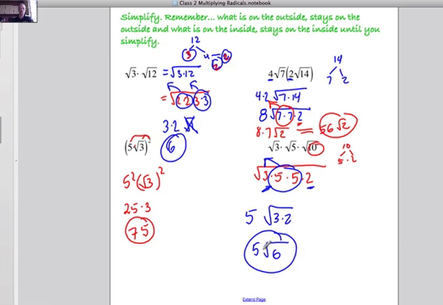Again, if you want to check with your calculator, plug into your calculator root 3 times root 5 times root 10. Gives you whatever answer. And then plug in 5 times the square root of 6. And that'll give you the same answer.